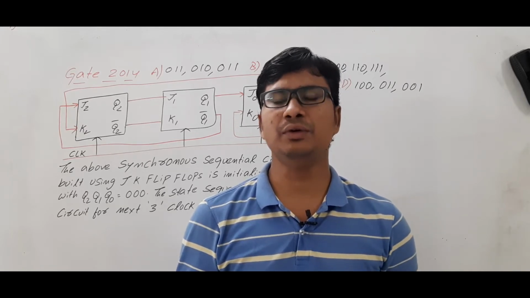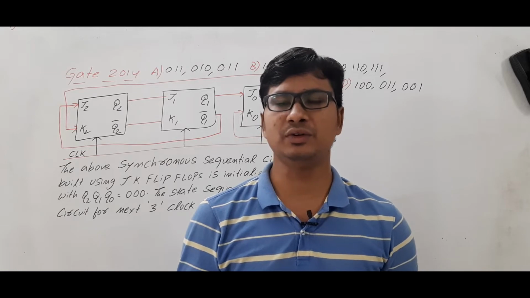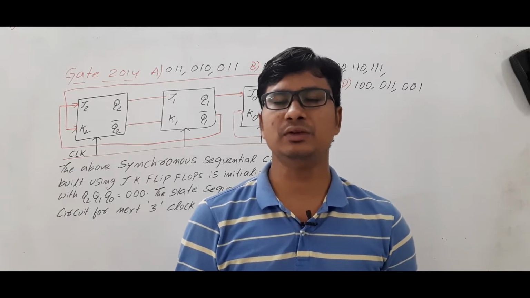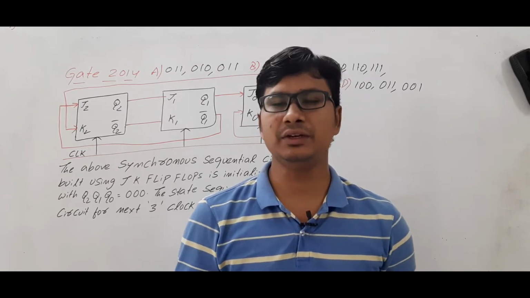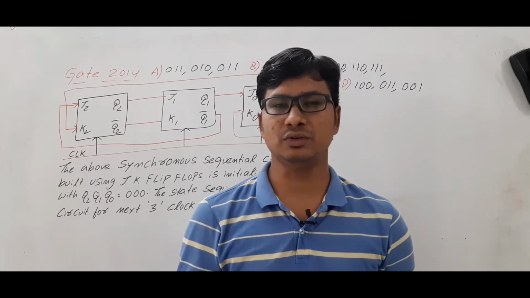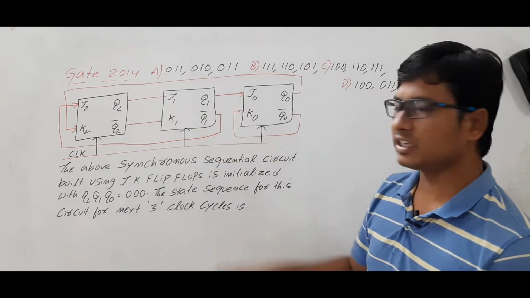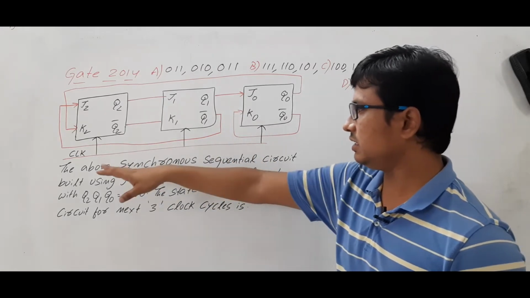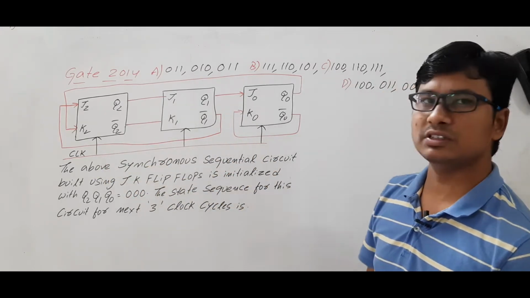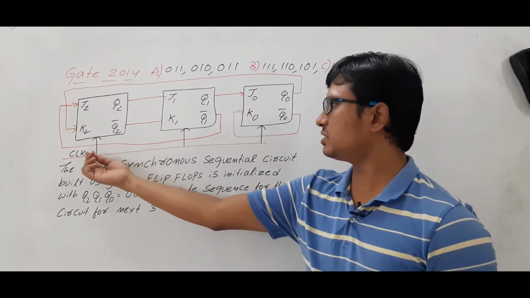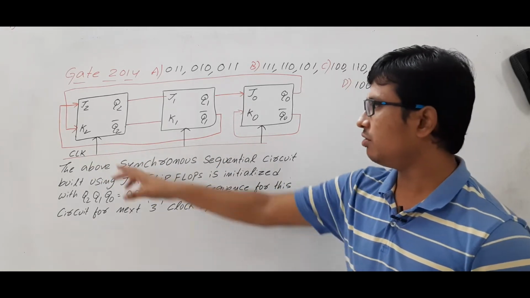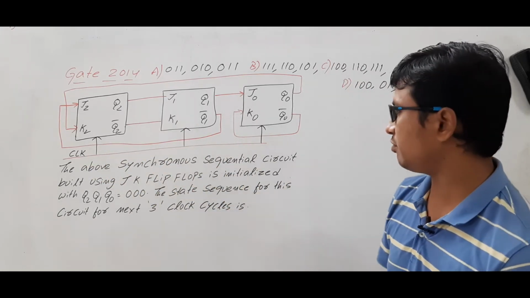In this video, I want to discuss one of the GATE questions which came in the year 2014. First, let me read out the question, then I will discuss the solution with you. They have given 3 JK flip-flops and they are saying that the above is a synchronous sequential circuit. Why is it synchronous? If you see, we have a common clock for all the 3 JK flip-flops.